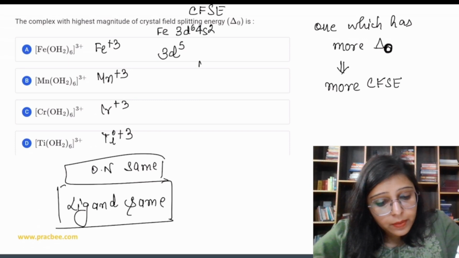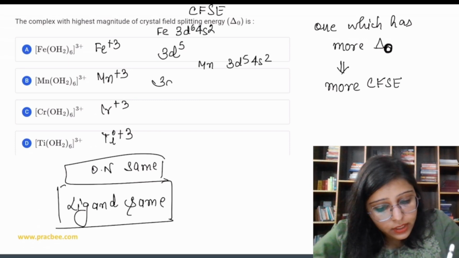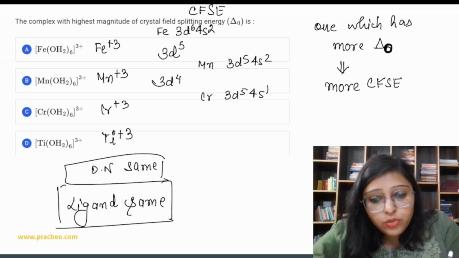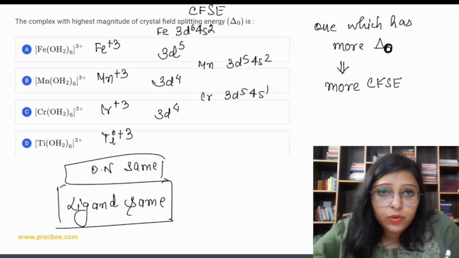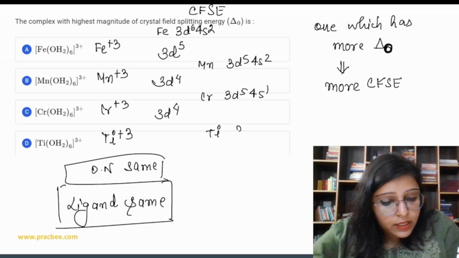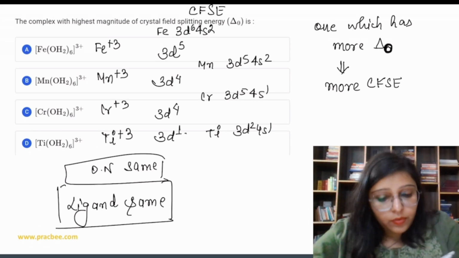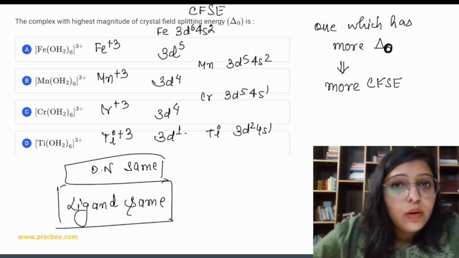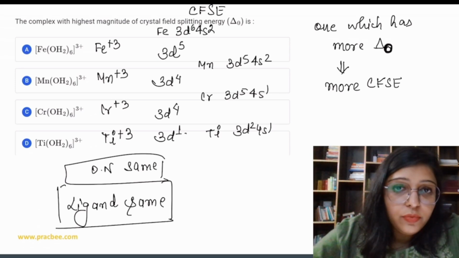Okay बेटे. Manganese is 3d5 4s2, so Mn3+ is going to be 3d4. Chromium is 3d5 4s1, so chromium 3+ is going to be how much? 3d4. Now titanium is 3d2 4s2, so Ti3+ is going to be 3d1 बेटा. ठीक है. अब now how to check this theoretically? How to check this? Because we have 3d4, right?